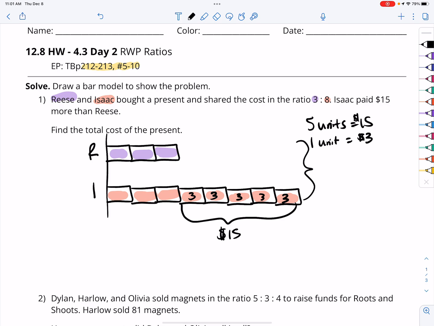And now we want to know the total cost. So if Reese is 3 boxes, Isaac is 8, that must mean we have 11 total units of 3, which means we would do 11 groups of 3, or 11 times 3, and that is 33. So the present cost $33. Awesome.